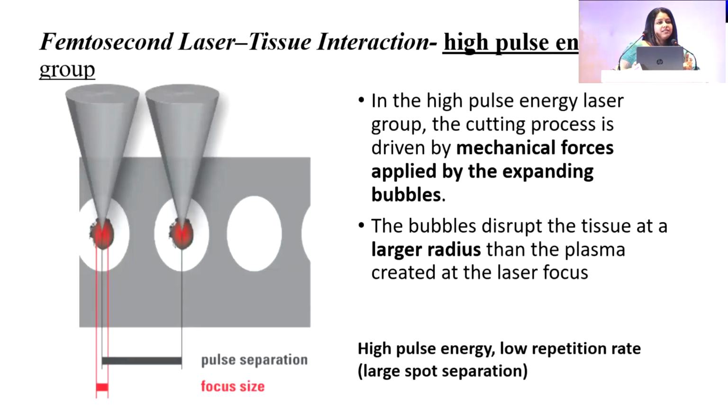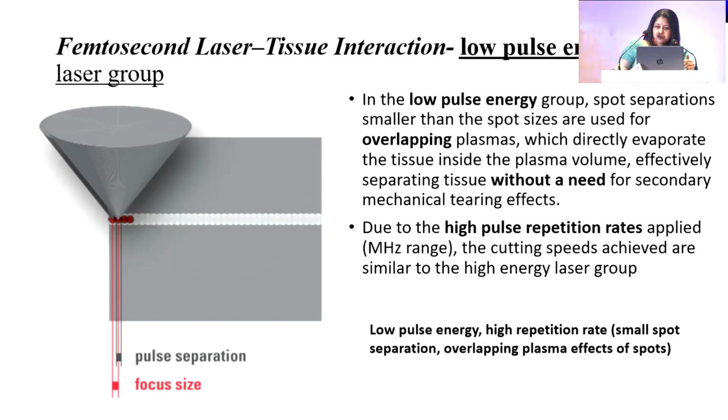Again, why is this important? When the femtosecond laser interacts with tissue with high pulse energy, it results in mechanical forces applied to expanding bubbles. So the plasma bubbles expand more than the radius which is intended. When it is done with low pulse energy, small spot size and overlapping plasmas, there is no need for a secondary mechanical tearing effect, and the high pulse repetition rate increases the cutting speed.